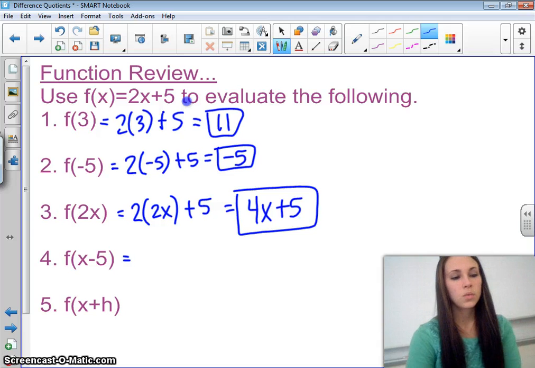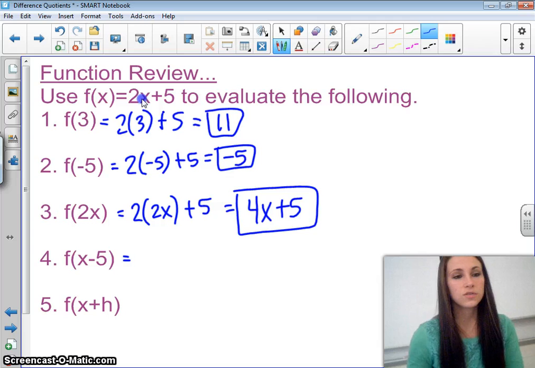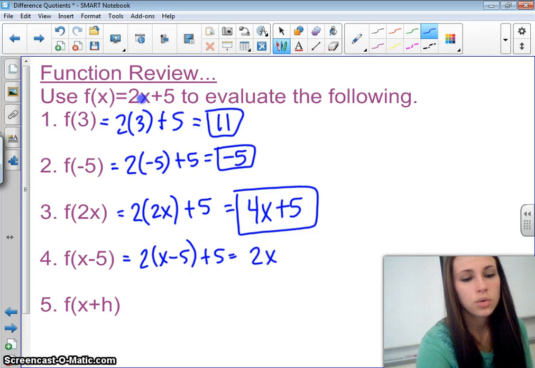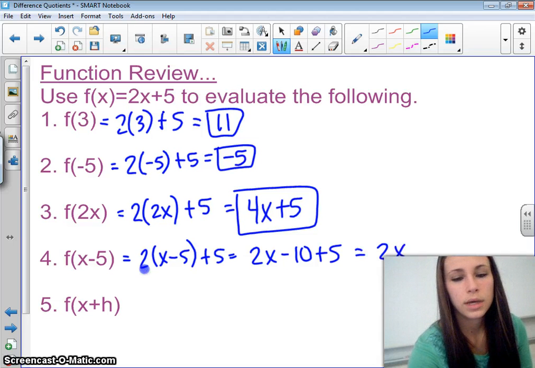And then same thing with the next one. This is just telling me, okay, I need to plug x minus 5 in for x. So this would be 2 times x minus 5 plus 5. So this would be 2x minus 10 plus 5. All I did was distribute this 2. So this would be 2x minus 5.